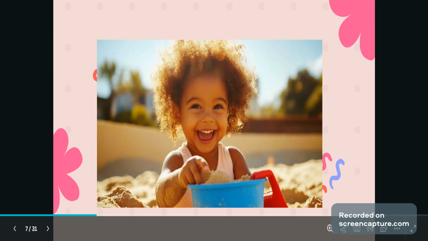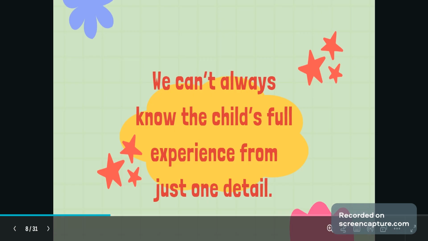This is exactly what our topic is all about. Thank you, by the way, for your cooperation. From the three photos we just explored, we saw how easy it is to make quick assumptions, and we can't always know the child's full experience from just one detail. From the first image, we thought the child was holding candy, but it was Lego. Since it was cropped, we could not see the full image. It looked different at first, but when we see the bigger picture, it's actually Lego.